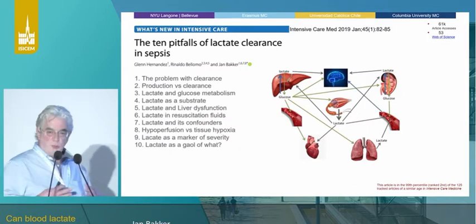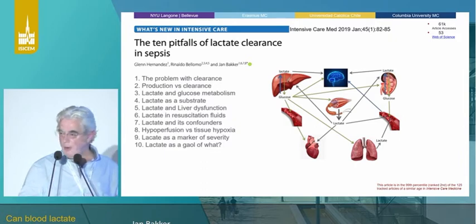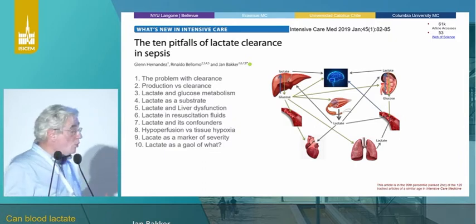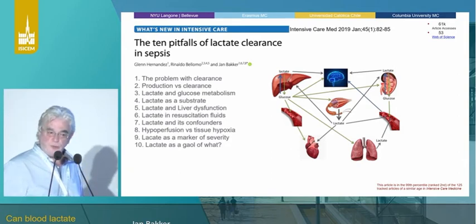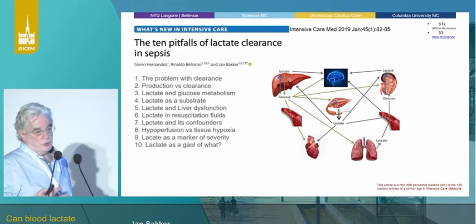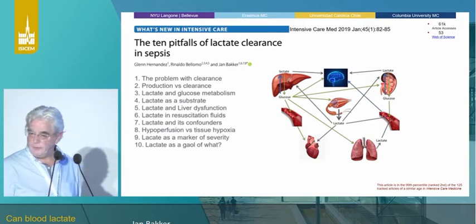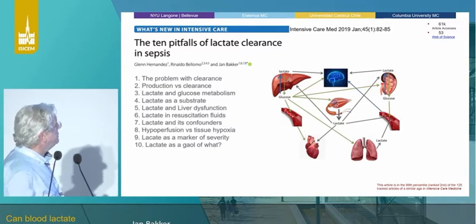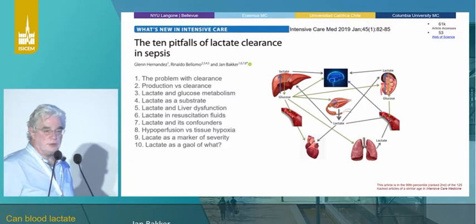Now, the problem with lactate is that in the early hours, it's probably related to perfusion abnormalities, but there are a lot more reasons to have an increased lactate where there is no perfusion abnormality. And of course, then doing reflex medicine, give a liter of fluid, is unlikely to help the patient. And that's what we argued in this paper, the 10 pitfalls of lactate clearance in sepsis.